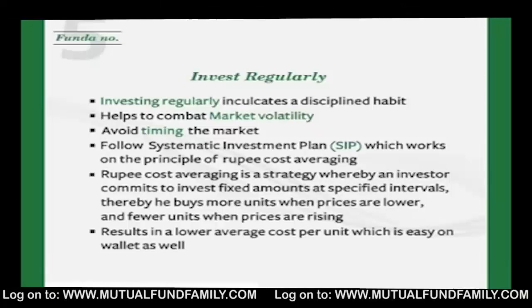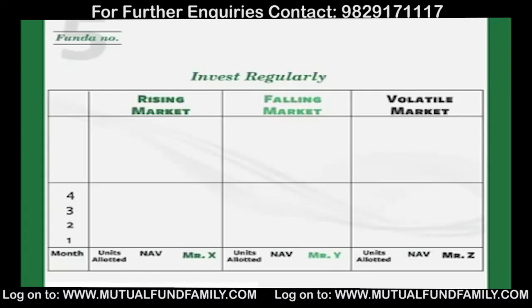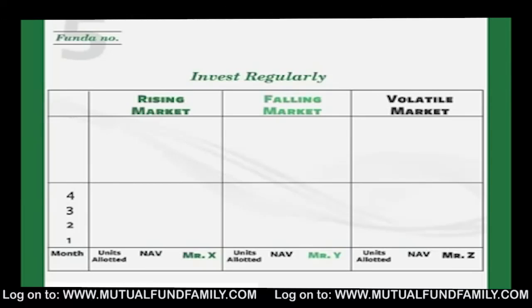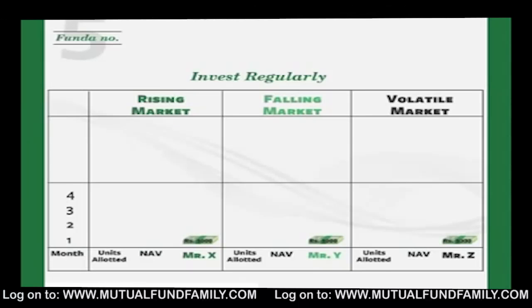Let us again take an example to explain this concept. Say Mr. X, Mr. Y and Mr. Z purchased units of a particular fund at different intervals in different market conditions. Mr. X invested in rising market conditions. Mr. Y invested in falling market conditions, while Mr. Z invested in volatile market conditions. Each one of them invested rupees 1,000 every month.